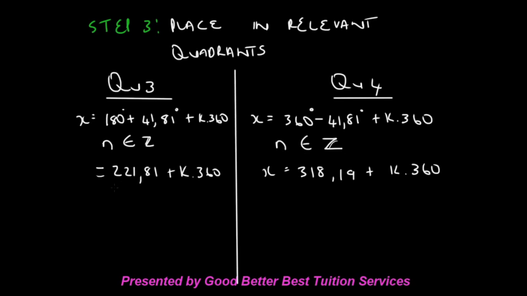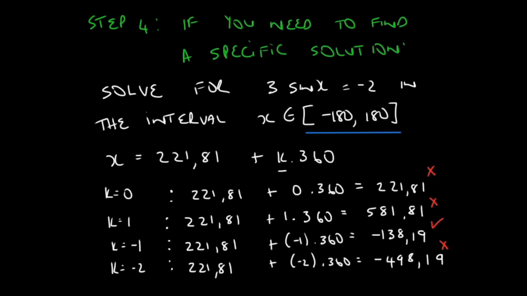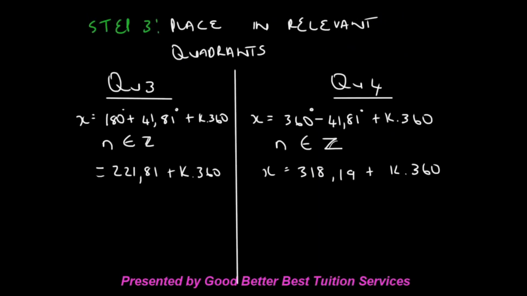Of course, we simplify and we say that that is 221,81 plus K360. And in quadrant 4, we have x is equal to 318,19 plus K360. Now, if they tell you that you need to give them a general solution, then you can stop on the previous page, which is this page. You can stop with K360.